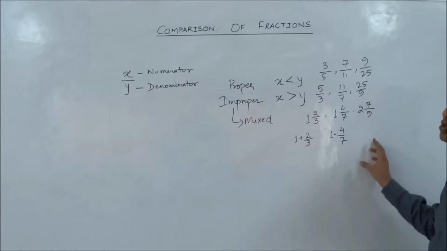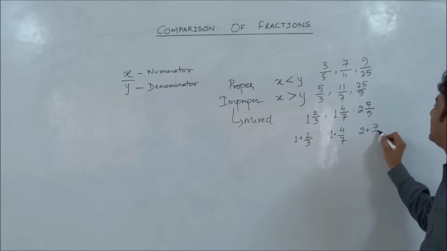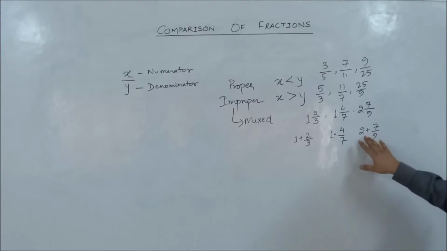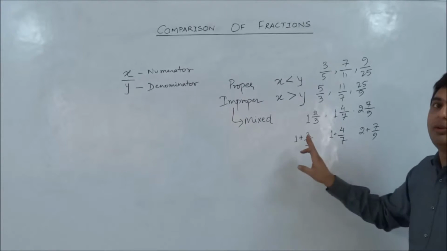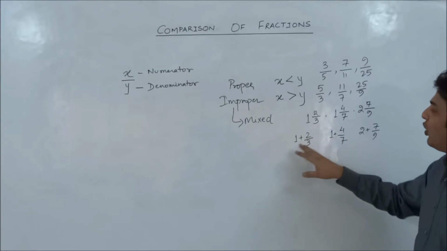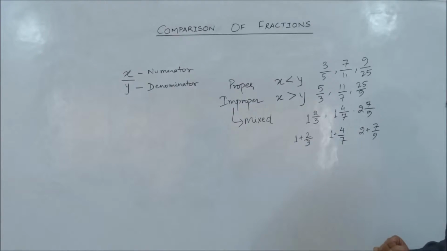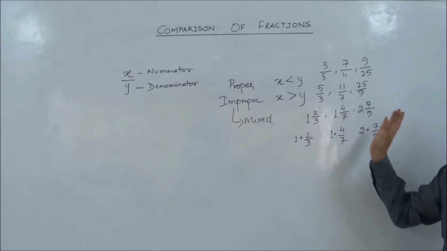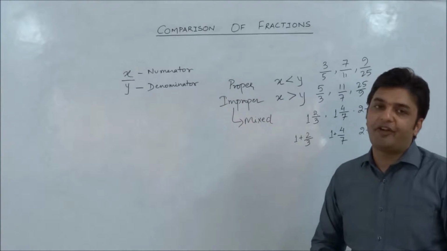However, if we bring 2 7 by 9 into the picture, this is nothing but 2 plus 7 by 9. Its value is going to be between 2 and 3. However, these two are going to be between 1 and 2. So obviously these two are going to be less than 2 7 by 9. So we are going to use these basics to see how we can compare fractions.